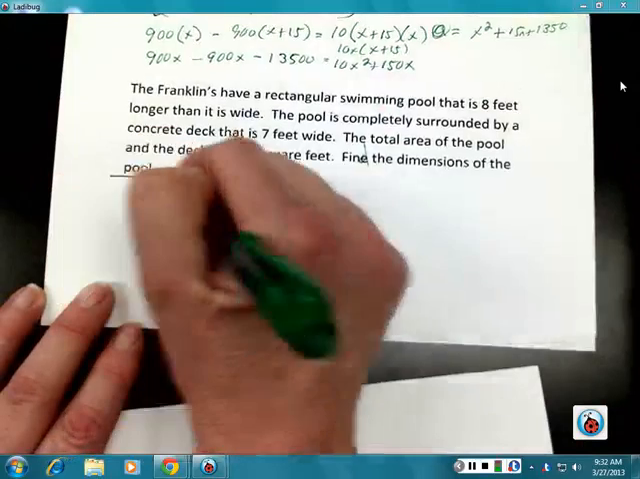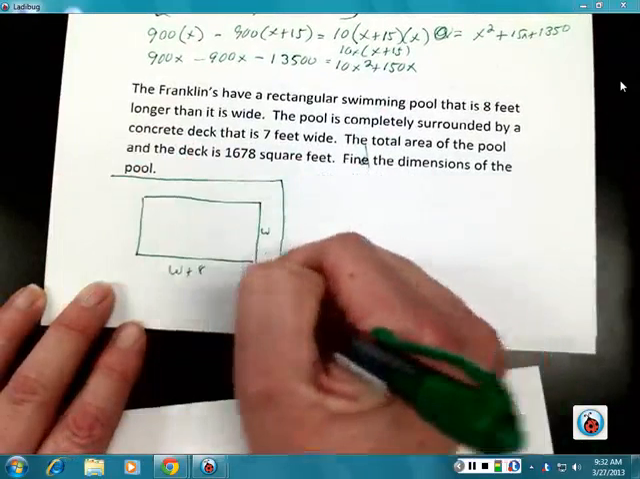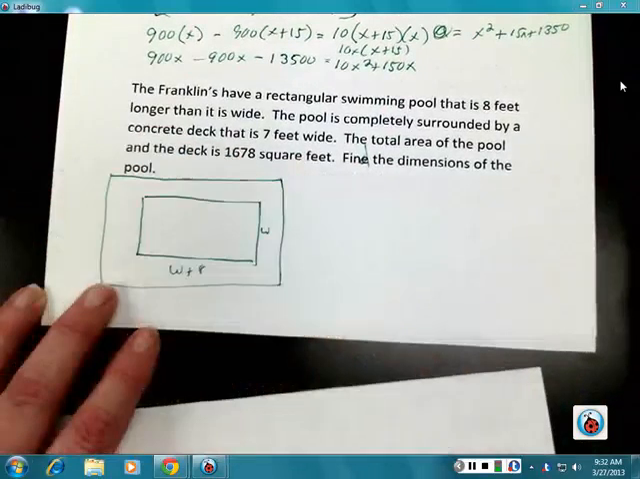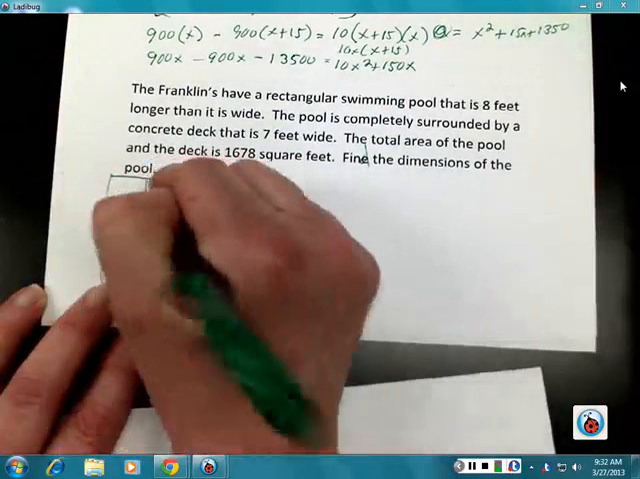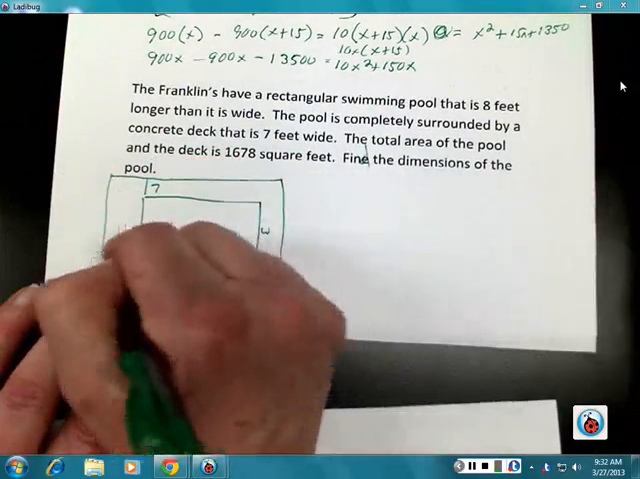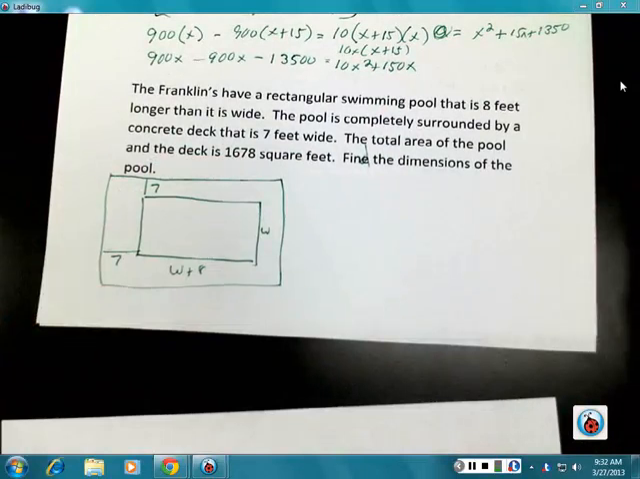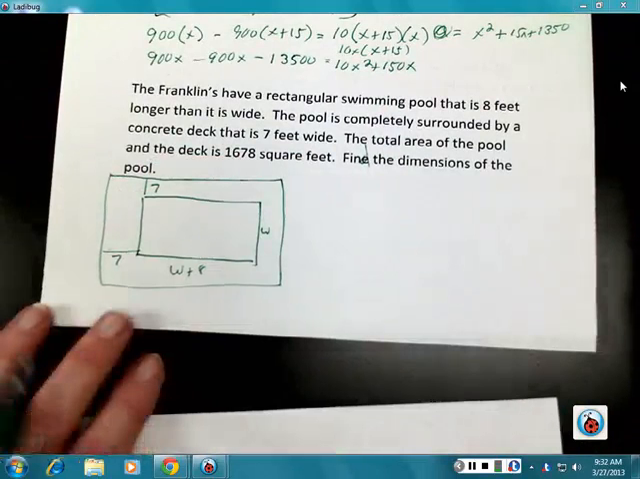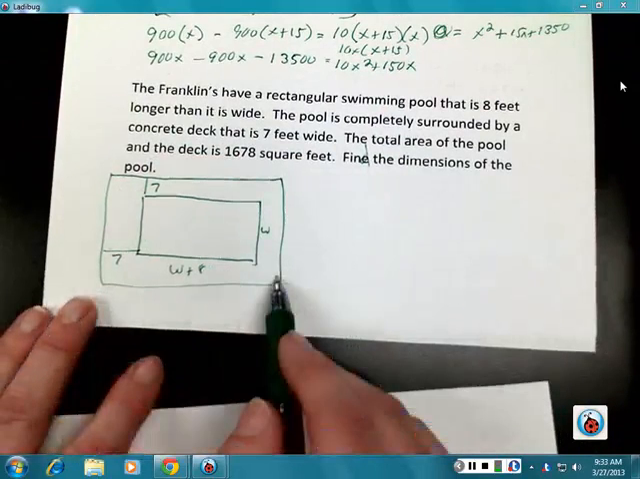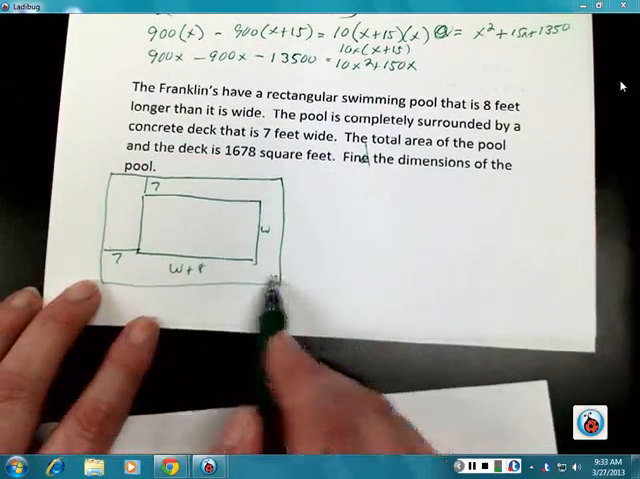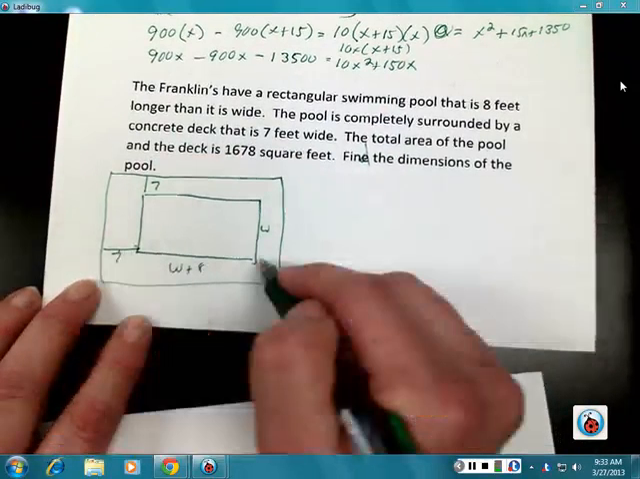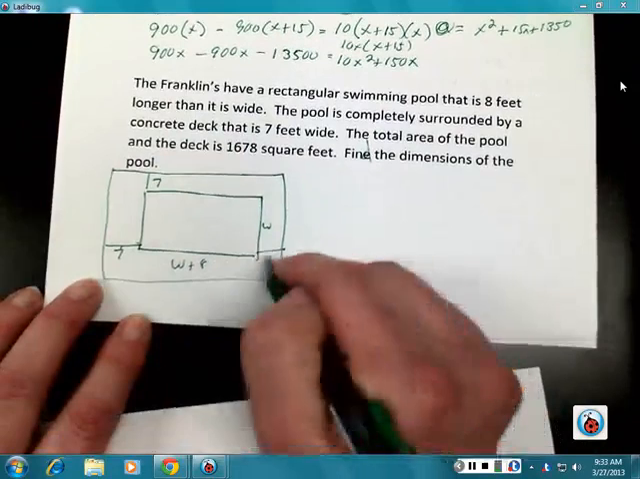So what that means is out along the outside edge of this pool, there's a deck. And that deck is 7 feet wide. Every direction it's 7 feet wide. So what does that mean for the dimensions of the outside of this whole thing? Well, it means I have an extra 7 feet here and an extra 7 feet there.